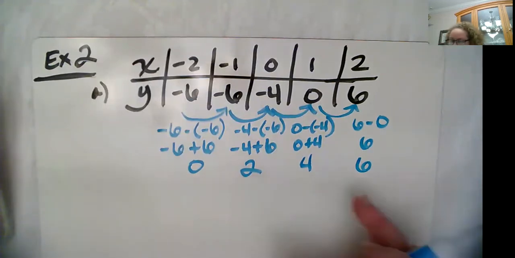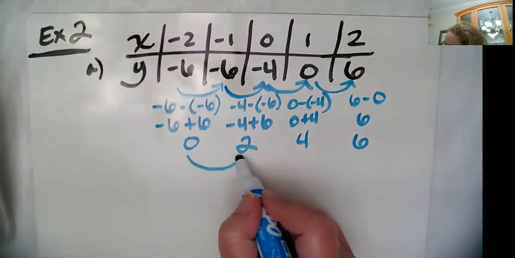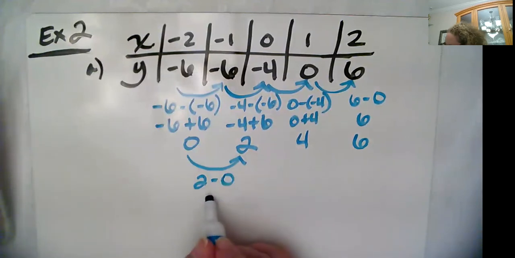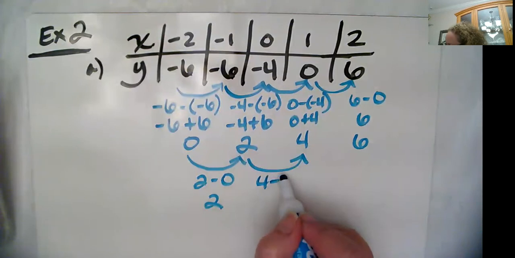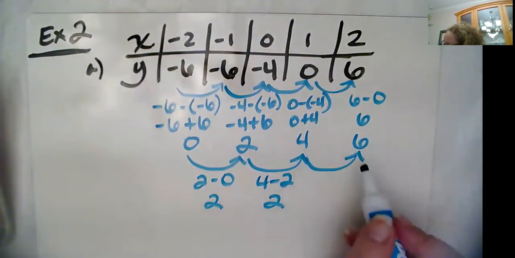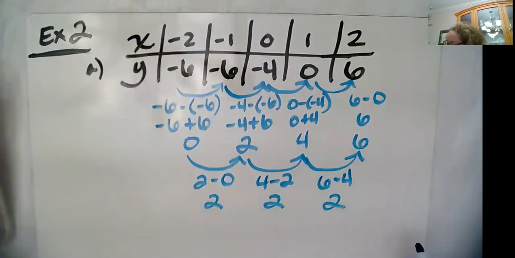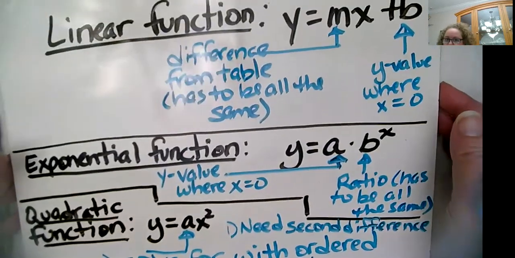So I see somewhat of a pattern, so let's do a second difference. From here to here, 2 minus 0 is 2. From here to here, 4 minus 2 is 2. And from here to here, 6 minus 4 is 2. So with the second difference, which I showed here, I kind of gave a list.